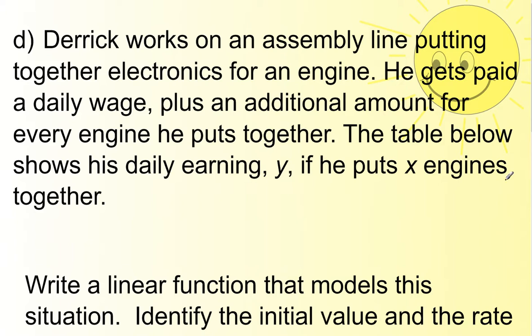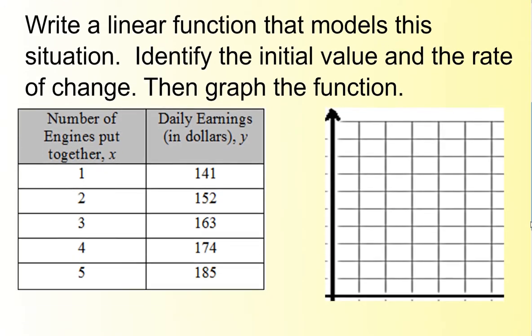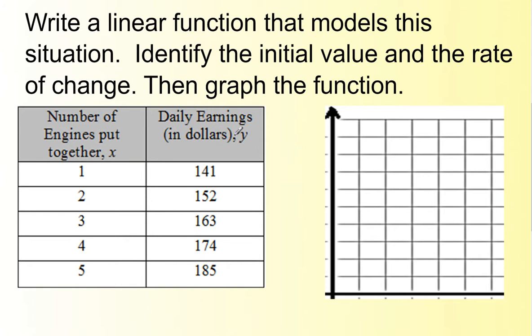All right, letter D. It says, Derek wants to work on an assembly line putting together electronics for an engine. He gets paid a daily wage plus an additional amount for every engine he puts together. The table below shows his daily earnings, Y, if he puts X engines together. So that's pretty cool, because that actually tells us right now what the X and Y variables are. Y is how much money he earns every day. X is the number of engines he puts together. So daily earnings Y, number of engines put together X.